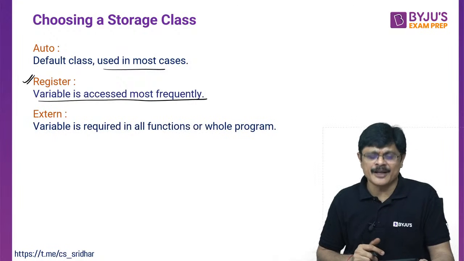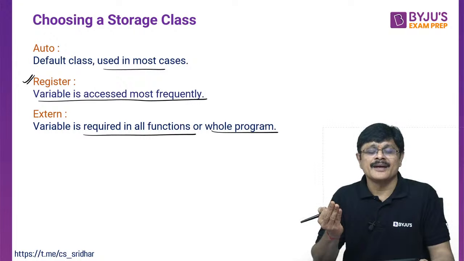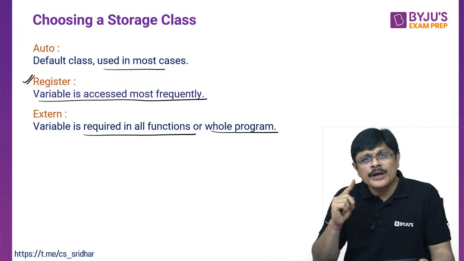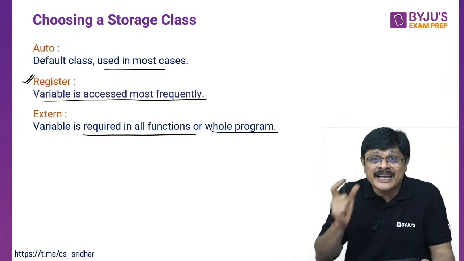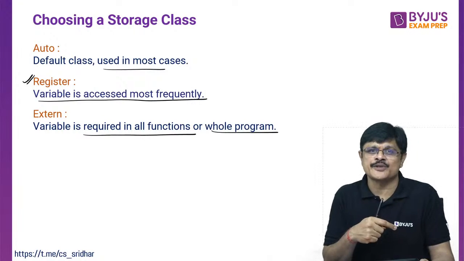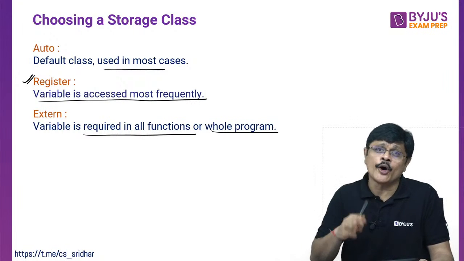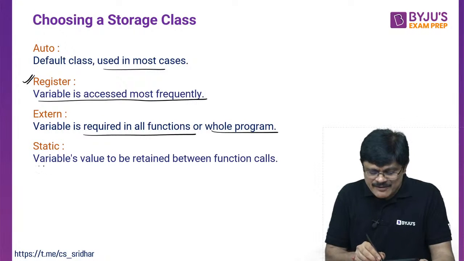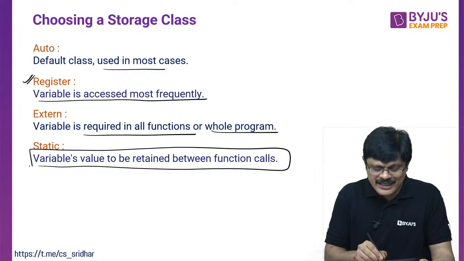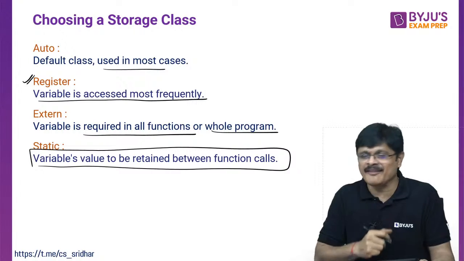Next one is external variable. The variable is required in all functions or the whole program. You can also use these external variables in different files, my dear friends, by properly including and properly declaring them. So these external variables are available throughout all the functions and throughout the program, or in other files also. The next one is static. The variable's value is to be retained between function calls. So if you want to keep the value of a variable alive, then you can define the variable to be static, my dear friends.